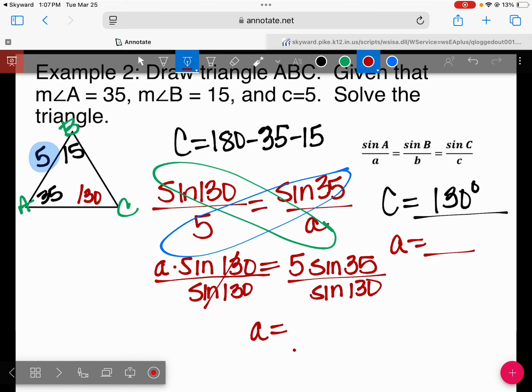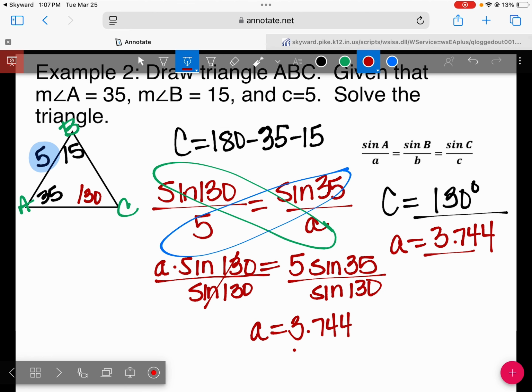Did we only use the sine of C because it was the only one that had sine or side? Yeah, because you have to have an angle and side for the law of sines. And I didn't know little a or little b, so I had to start with sine C over little c. So I got 3.744 when I worked this out last year. Is that what you all got? All right.